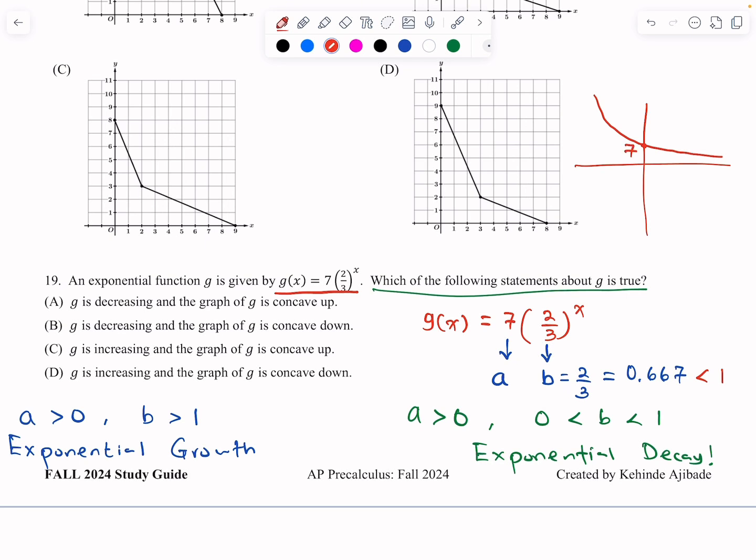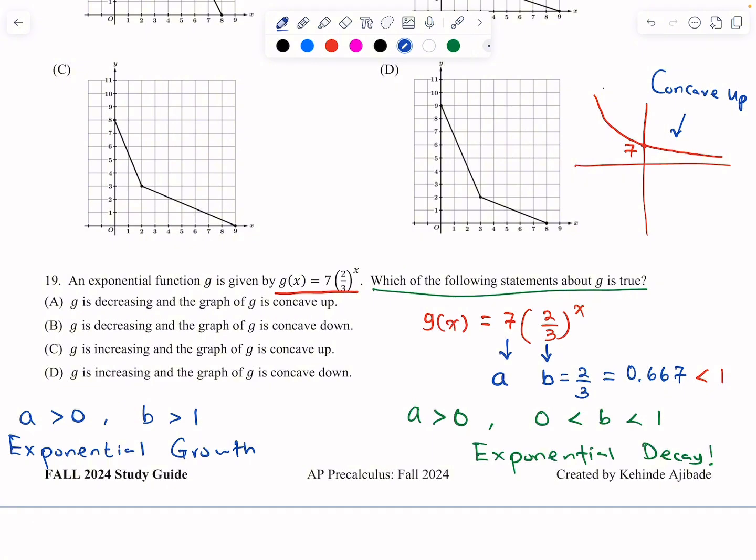So, if you look at that graph, what can you notice? This graph right here is concave up. That graph is concave up. And if that graph is concave up, what else do you notice? I notice that that graph is also decreasing. How do you know that that graph is decreasing?